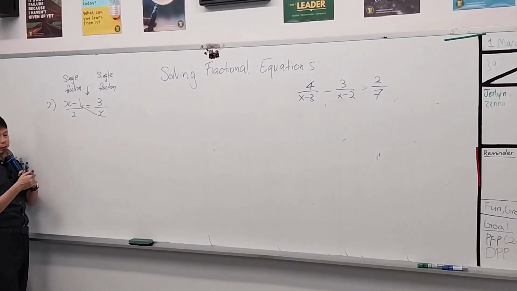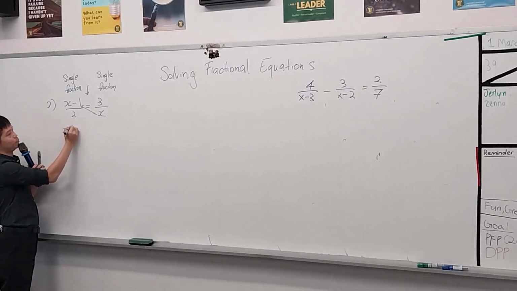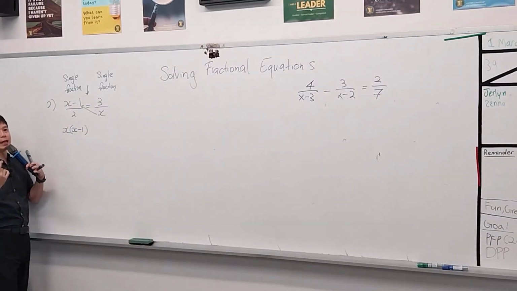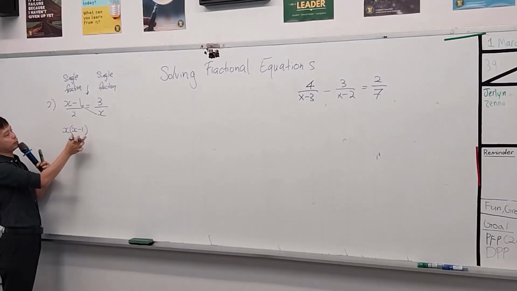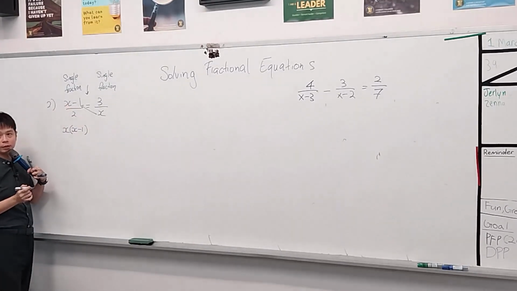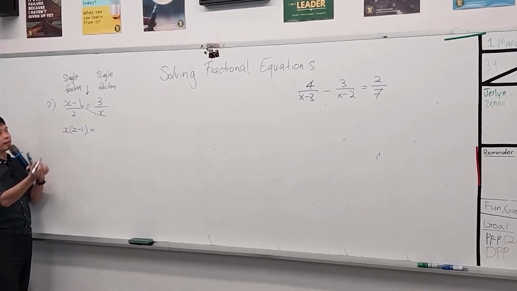Once I cross the x over to the other side, it will look like x bracket x minus 1 first. I heard one of you say x squared straight away. So what we'll do is write down the x in front, multiply by the numerator. So we have the equal sign. Now we do the second movement.